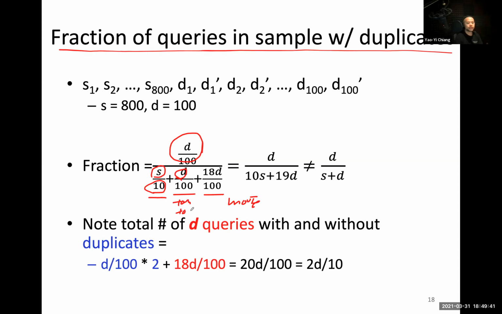So if we're going to use the sample to calculate the answer for this, it's here. And it becomes D over 10S plus 19D, which is not the same as what we had before if we have the offline data, the entire data set. So why is that?